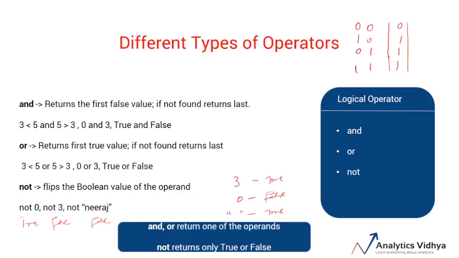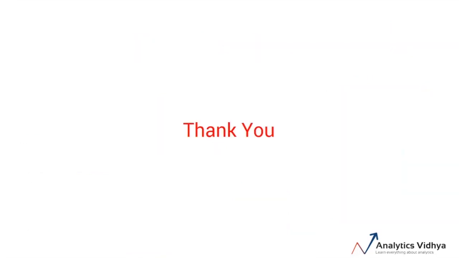So care has to be taken that AND and OR return one of the operands, as we saw in these cases, while the NOT operator returns only true or false. So this was all about operators in Python. In the next video, we'll see how we can use these operators in Jupyter Notebook and perform some basic calculations.